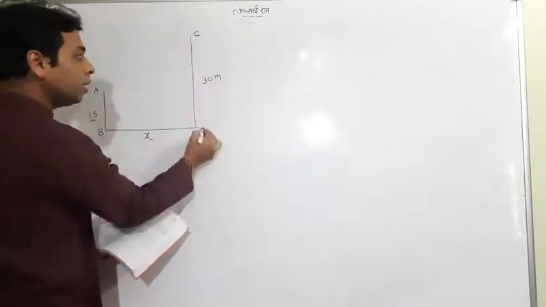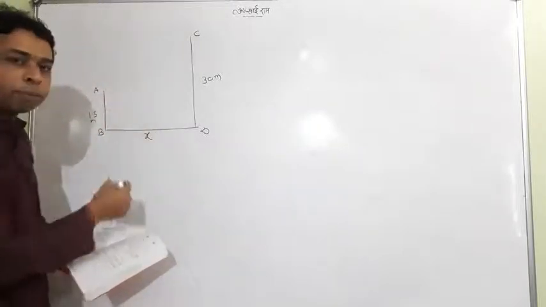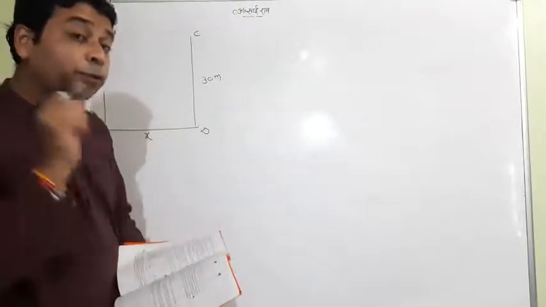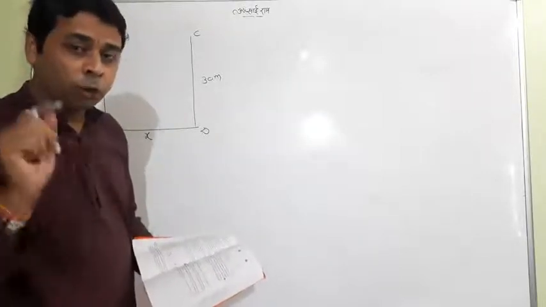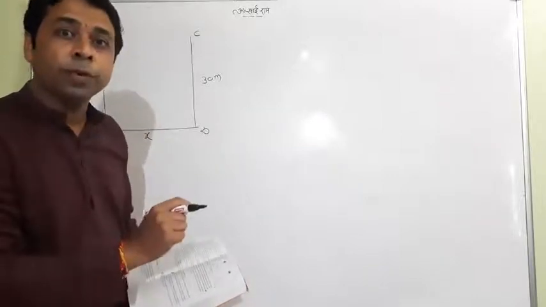Suppose CD is a tall building, 30 meter tall building, and the boy is standing at some distance from that. The question says now, the angle of elevation from. I have taught you that from is a very important word by which you can understand where the angle is forming.